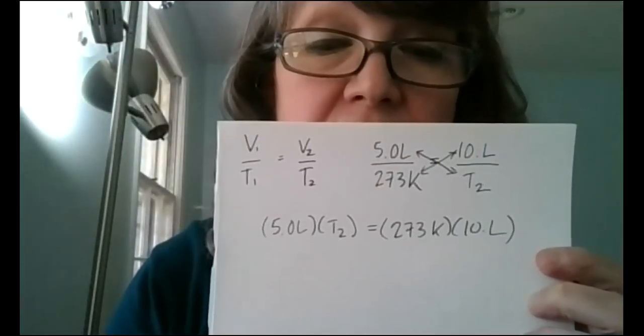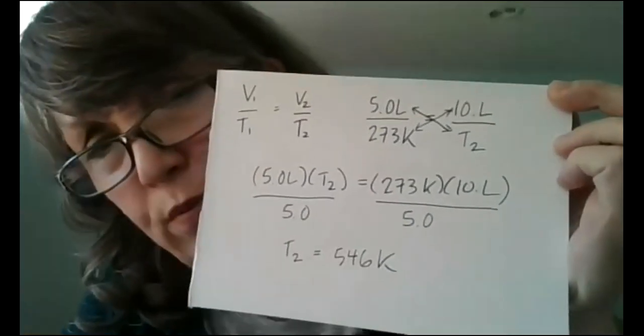So 5 liters times T2 equals 273 Kelvin times 10 liters, like so. And then of course I just need to isolate T2. So I'll divide both sides by 5. And I will find that my new temperature is going to be 546 Kelvin, I think. Let me double check. 273. Yes, 546 Kelvin. So that's how that first problem would be set up and solved.